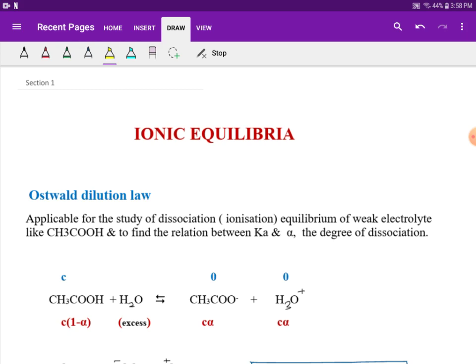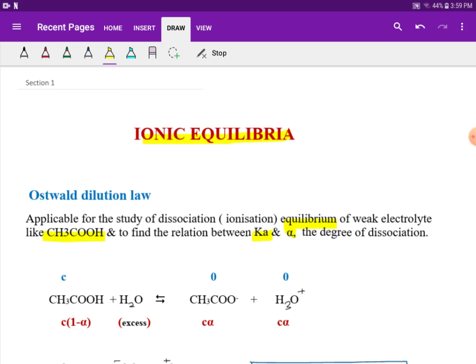I am going to discuss ionic equilibrium. That is, ionic equilibrium is a special kind of equilibrium that deals with the equilibrium of a weak electrolyte like acetic acid or a weak base like ammonium hydroxide in aqueous solution, so as to find out the relation between Ka or Kb with respect to alpha, the degree of its dissociation.